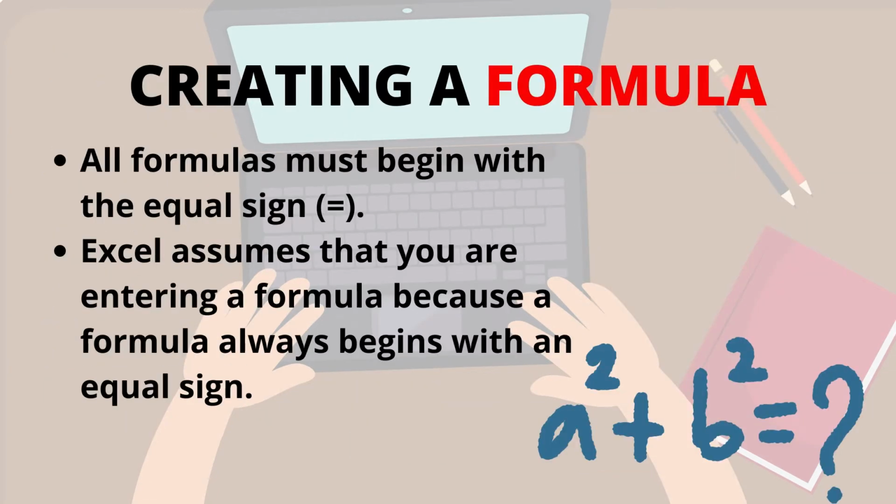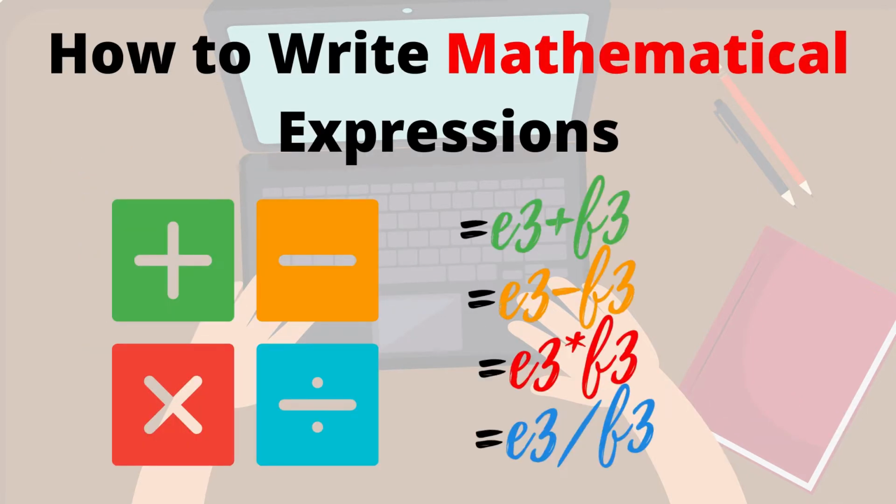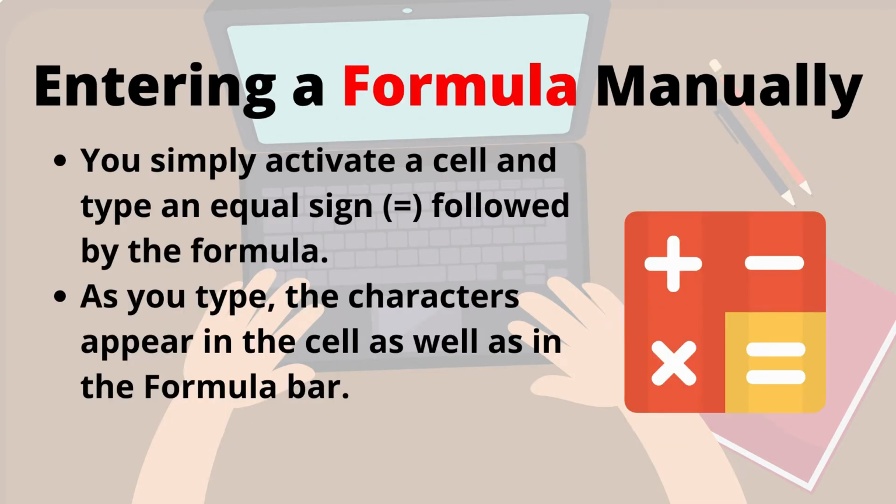Creating a formula. All formulas must begin with the equal sign. Excel assumes that you are entering a formula because a formula always begins with an equal sign. Entering a formula manually. You simply activate a cell and type an equal sign followed by the formula. As you type, the characters appear in the cell as well as in the formula bar.